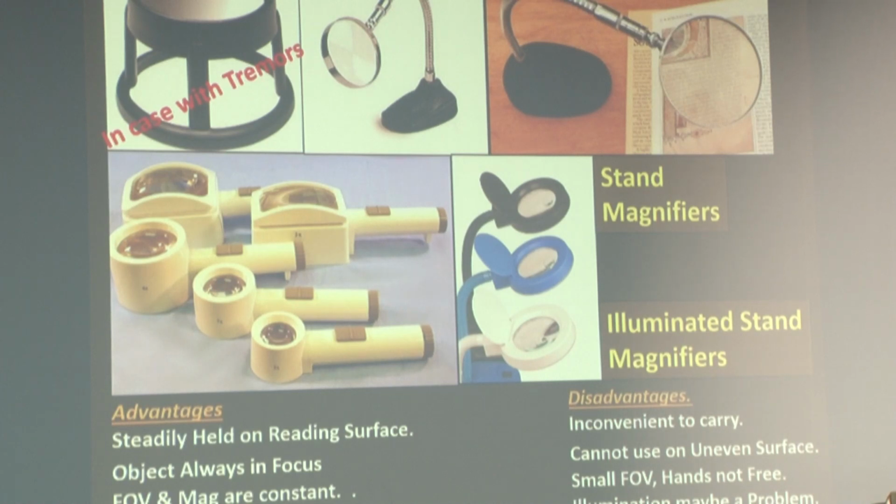So the advantages of these stand magnifiers are that they are held steady on a reading surface. The object is always in focus. The field of vision and the magnification are constant. That acts as an advantage as well as a disadvantage because the field is small. And another advantage is that it can be used at a normal reading distance.